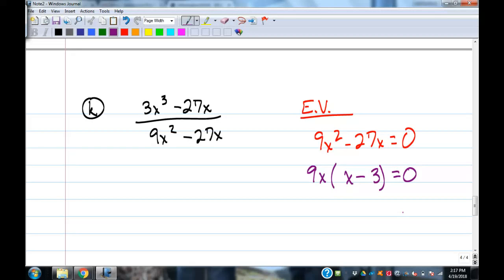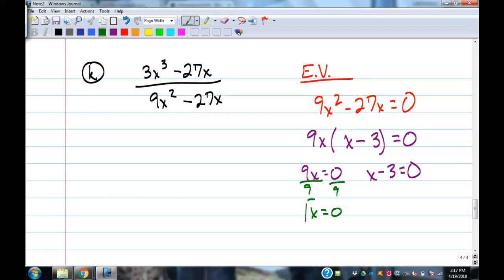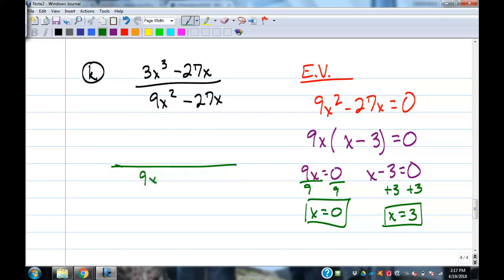What do I do with each of those factors then? Equal them to 0. Pretty easy solve there. Divide by 9. X is 0. Add 3. And 3 is our other excluded value. The beautiful thing is we already have the factored form for the denominator, 9x and x minus 3. We're just borrowing that from where we found our excluded value.